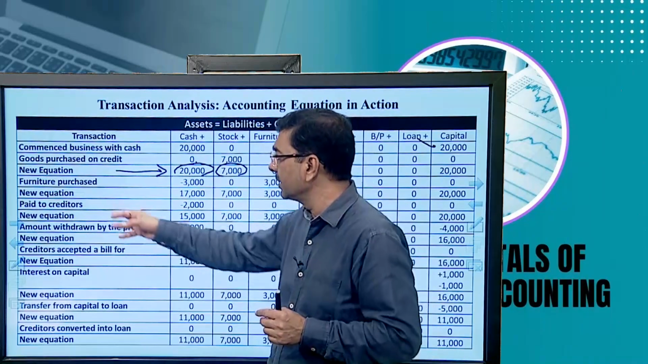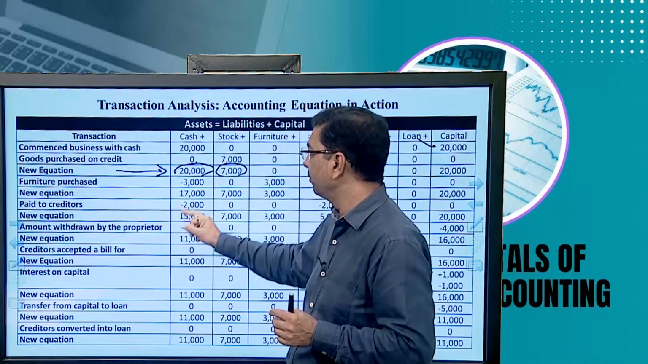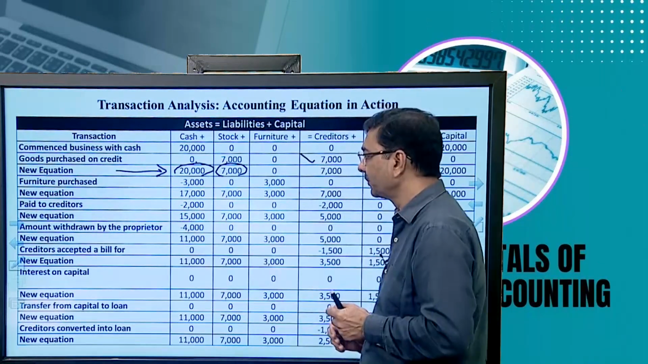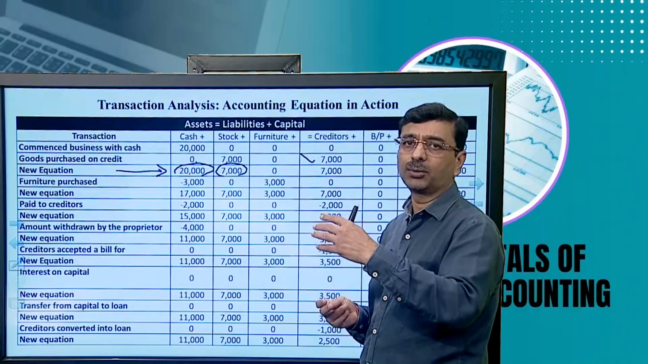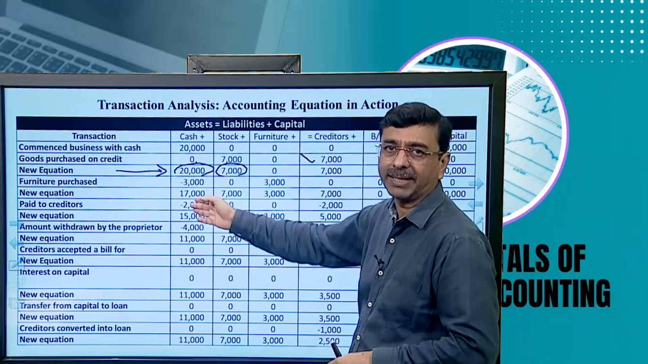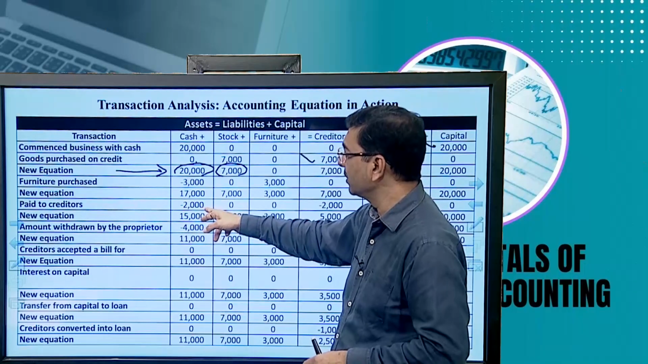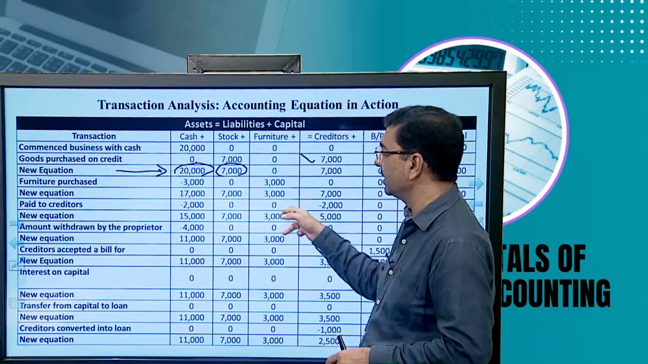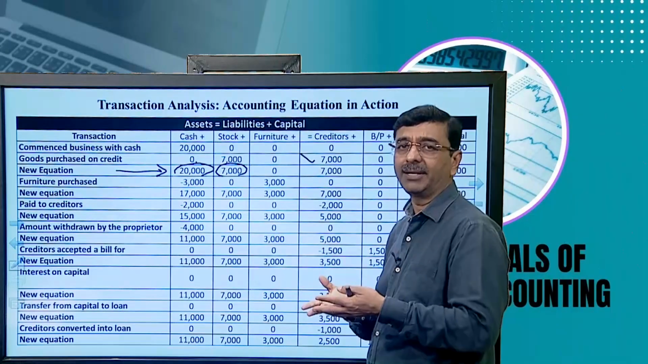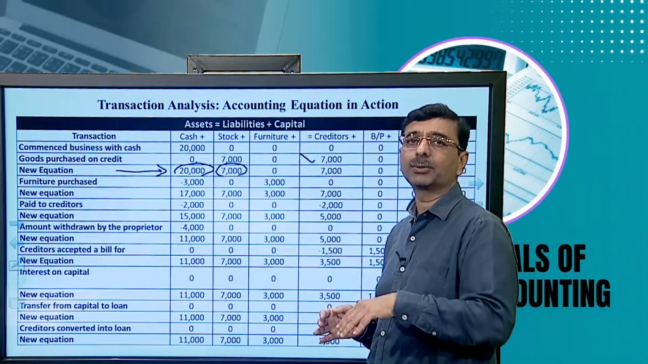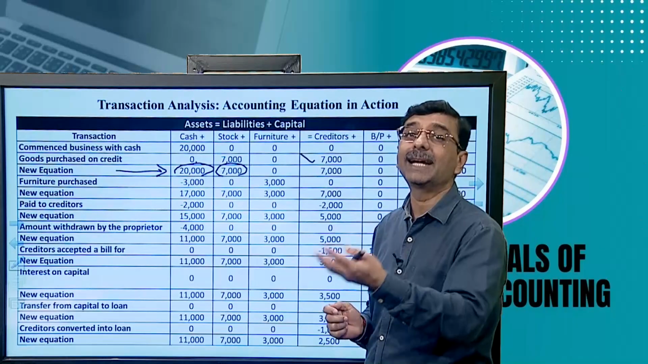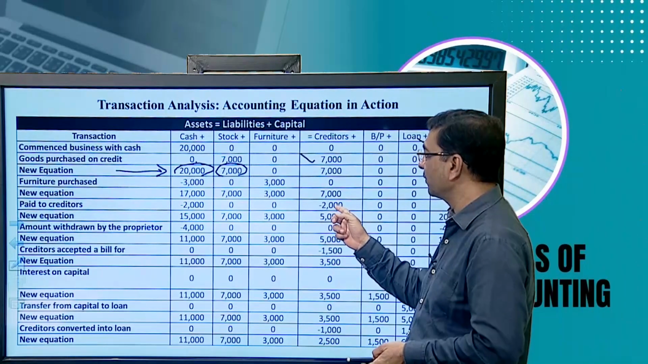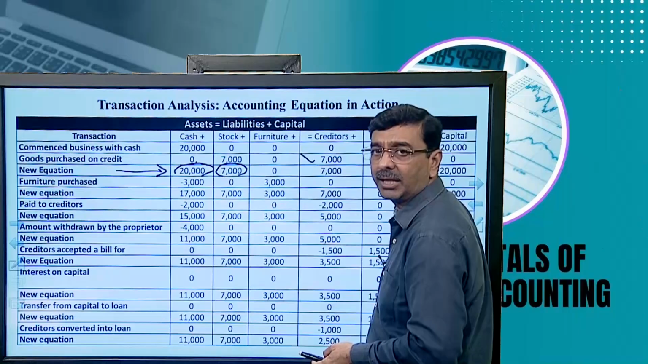Next transaction is paid to creditors. Paid to creditors is rupees 2,000. So 2,000 rupees goes out, cash goes out. When cash goes out, cash balance is decreasing, so it's minus. So 2,000 rupees minus from the cash balance, no changes in other assets. And we paid creditors, so the creditors liability is also decreasing, so minus. When you decrease a liability, it is credit. So 2,000 minus from it, and there is no change on the capital.